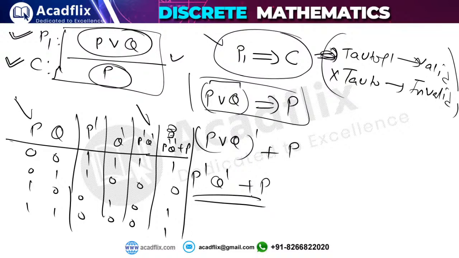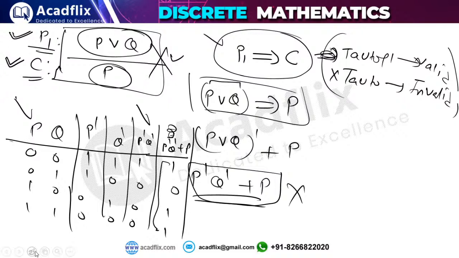So you can see that this P plus P dash Q dash is not a tautology. Why? Tautology means always true, but this is not always true. So because this is not a tautology, this argument is invalid. This argument that you have is an invalid argument. Okay, did you get it?